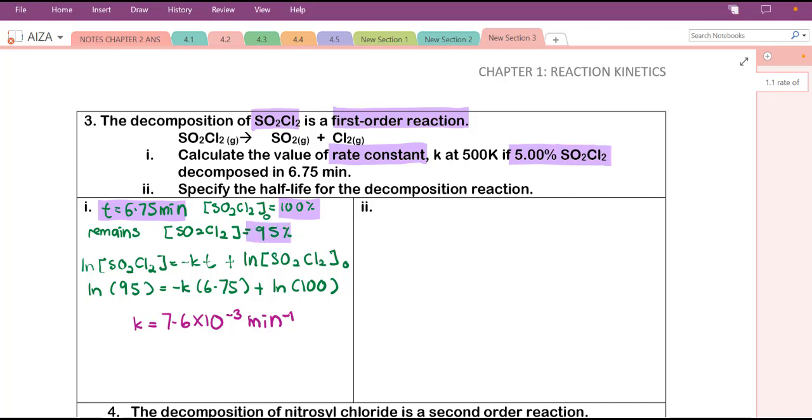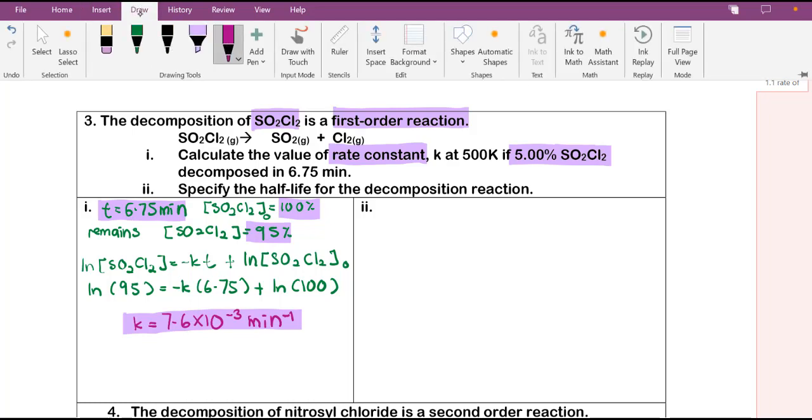100 minus 5. Okay, so we use the integrated rate law for the first order. Then we insert all the values and we will obtain the value of k, which is the rate constant, and the unit will be per minute, because the time here is in minutes. The answer is 7.6 times 10 to the power of negative 3 per minute.